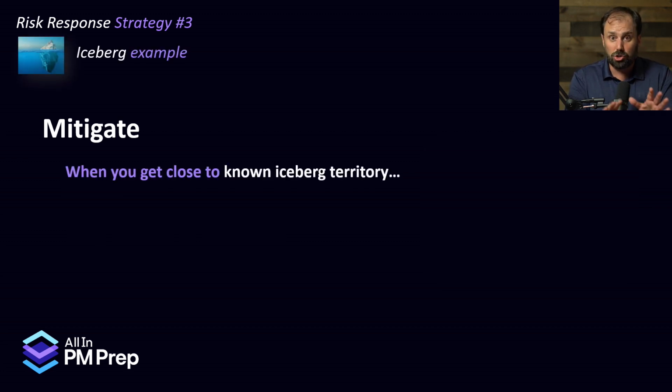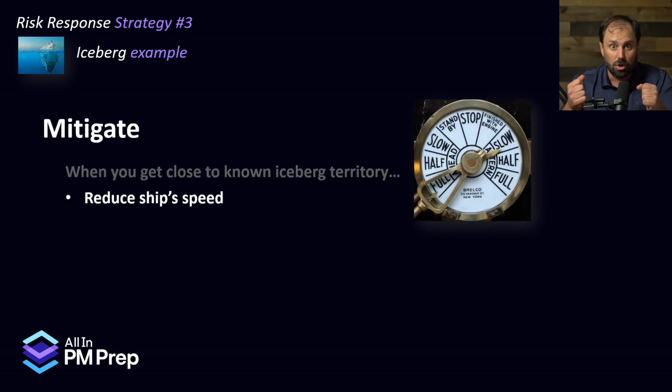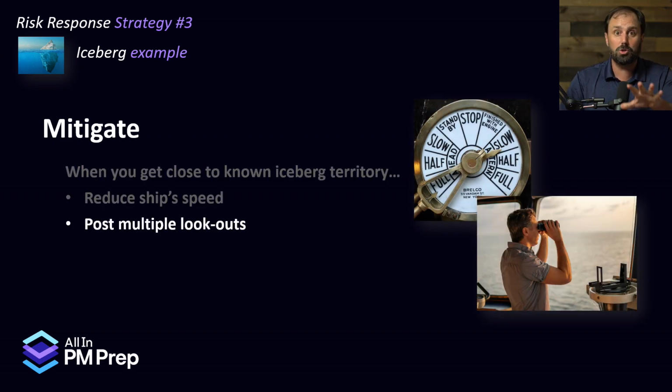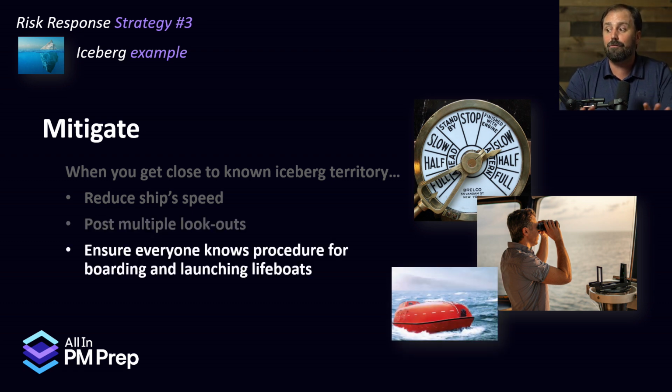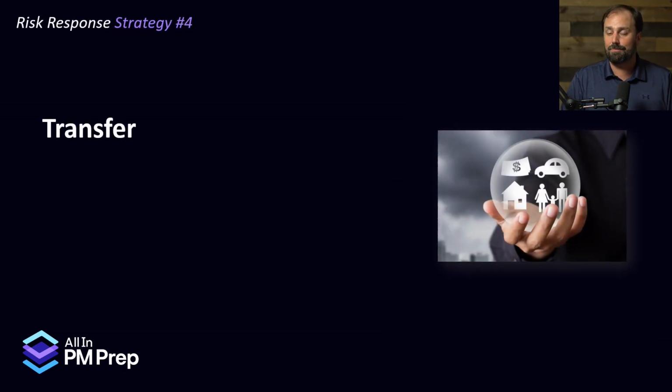Iceberg for mitigate. When you get close to known iceberg alley, if you're mitigating, you might slow the ship down. You might post multiple lookouts to say, hey, do you see it? And you might ensure everyone knows the procedure for boarding and launching the lifeboats just in case we accidentally bump into one, right? So that's mitigate.